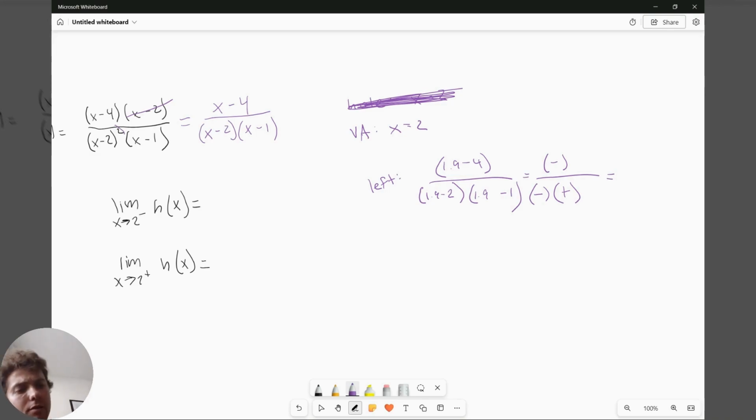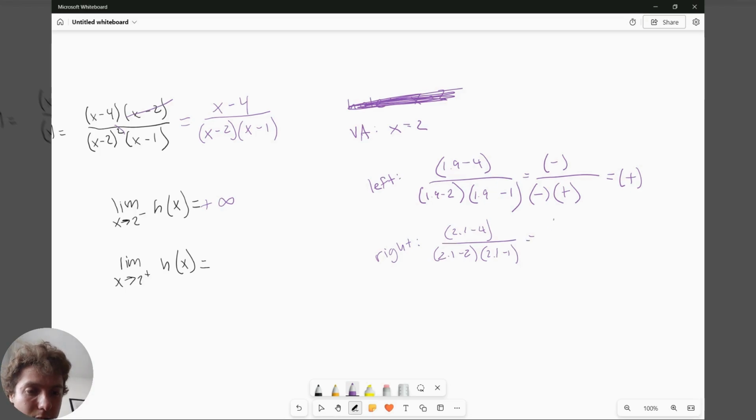Now, notice the amount of negatives, right? There's a negative over a negative. There's an even amount of negatives, so that would mean that the left side of this function goes up to positive infinity. Let's look at the right side of this function then. The right side of 2, I need to test that. Let's say 2.1, because that's bigger, that would be on the right side. 2.1 minus 4, 2.1 minus 2, and 2.1 minus 1.